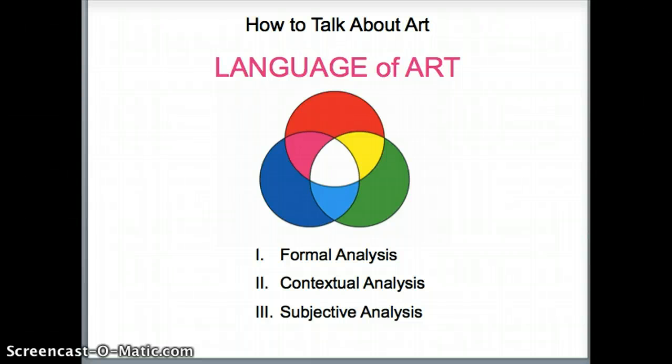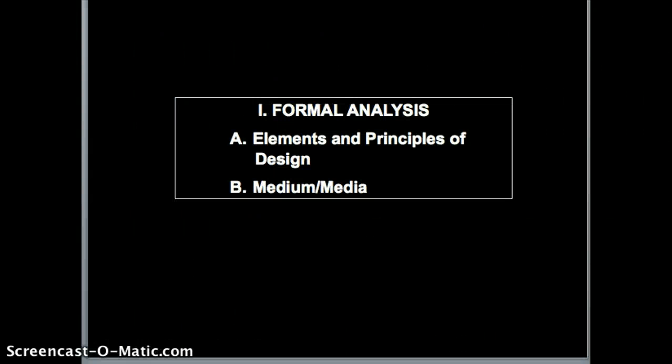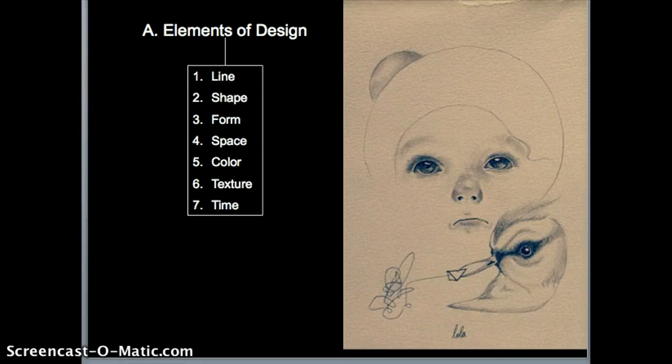The first section for formal analysis is the elements of design. After that, we're going to talk about the principles of design. So there are 7 elements: line, shape, form, space, color, texture, and time.